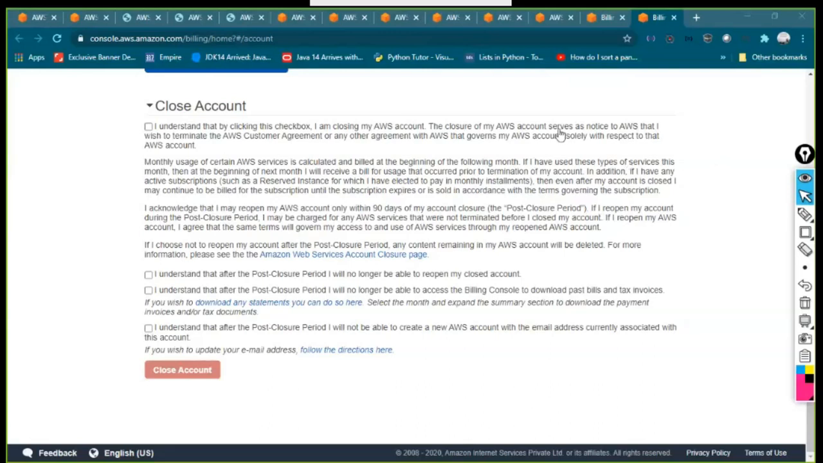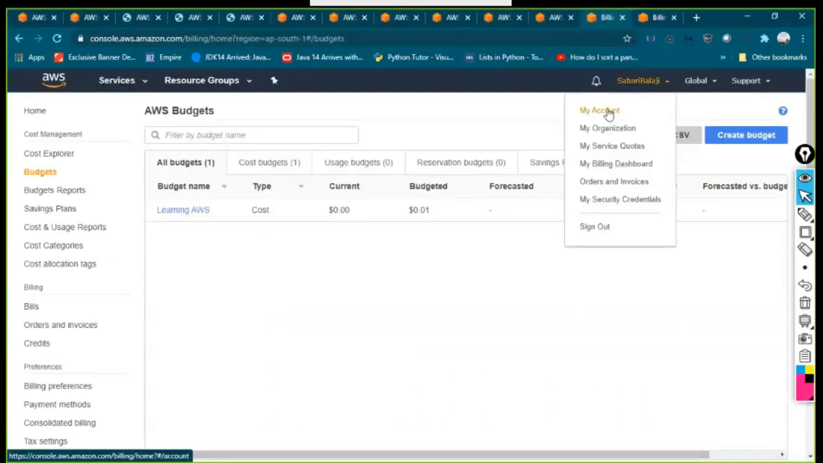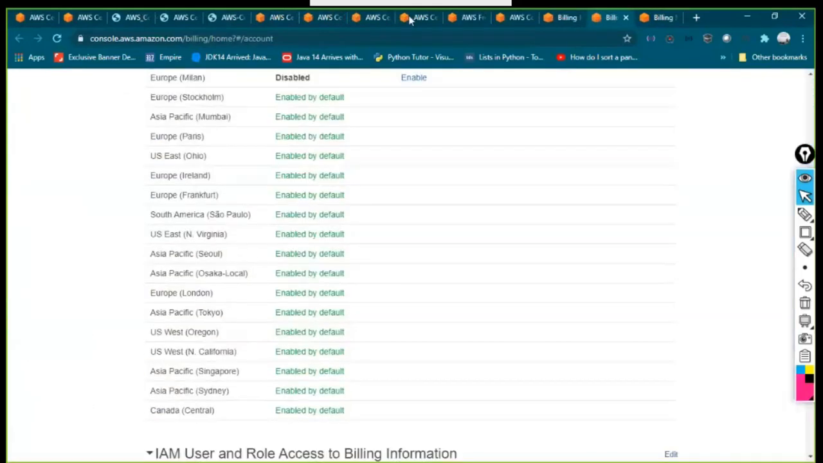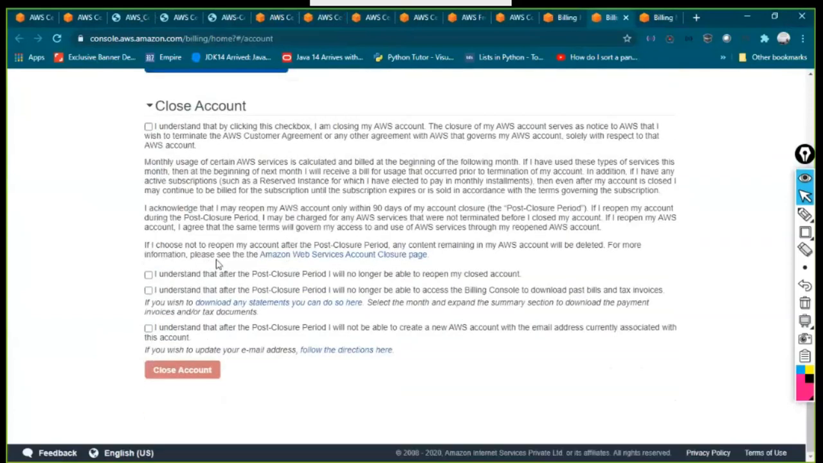So what do you have to do? Just go to My Account, and there straight go to the bottom of the page, and at the bottom you have the option to close the account. That's all you have to do.